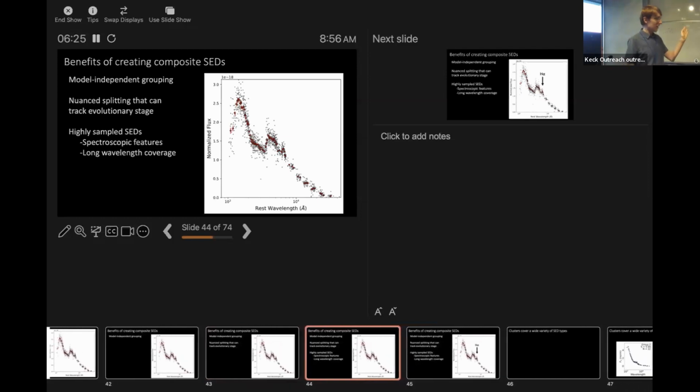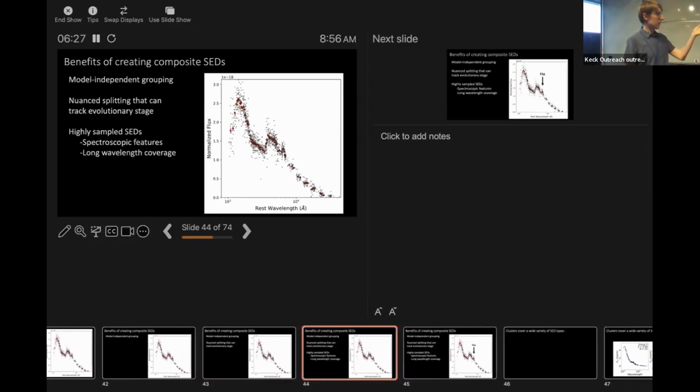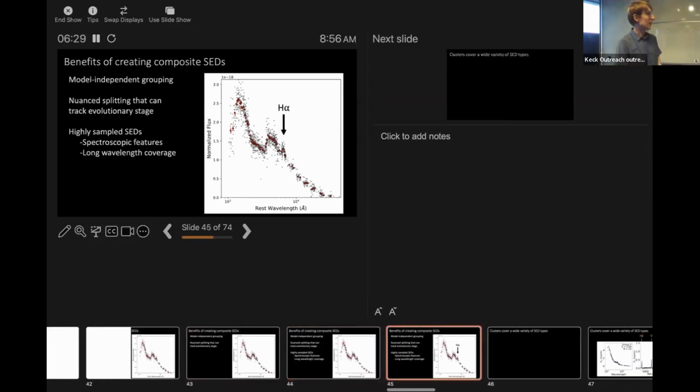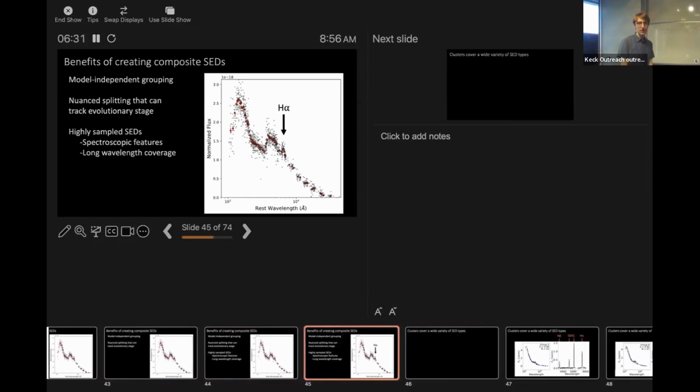And these have a very broad wavelength coverage. You can see they're more highly sampled than a normal galaxy SED, and you can even see some emission lines poking out.